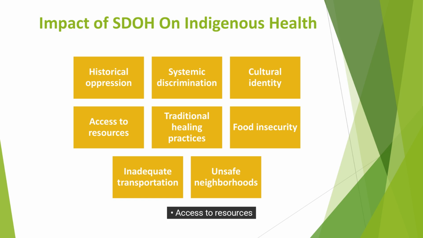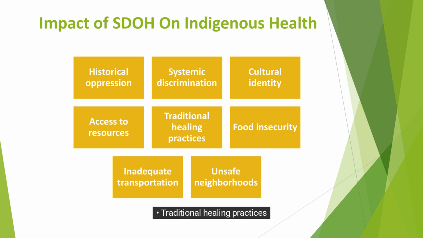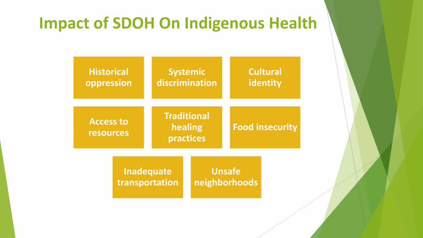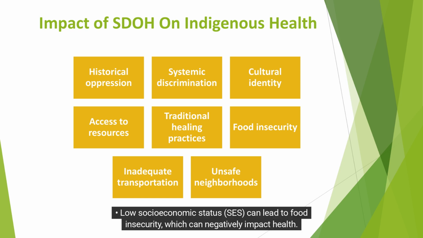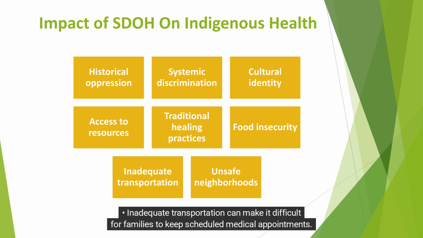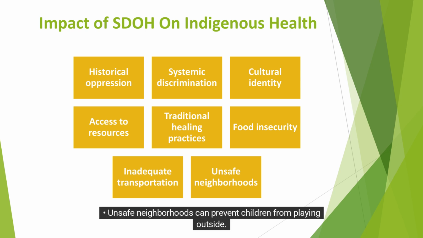Access to resources. Access to food, water, education, land, and employment are all social characteristics that affect health outcomes. Traditional healing practices. Traditional Indigenous healing practices are often not taken into account in the design of health programs. Food insecurity. Low socioeconomic status, SES, can lead to food insecurity, which can negatively impact health. Inadequate transportation. Inadequate transportation can make it difficult for families to keep scheduled medical appointments. And unsafe neighborhoods. Unsafe neighborhoods can prevent children from playing outside.